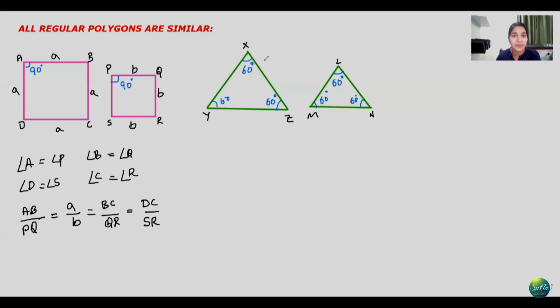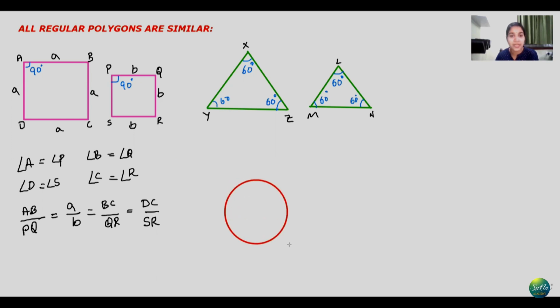It is the same for an equilateral triangle as well. So when we are talking about regular polygons, they are always similar. What can we say about circles now? Can they be similar or congruent? Circles of the same radii are always congruent.